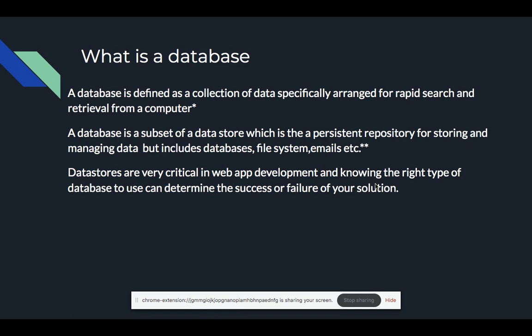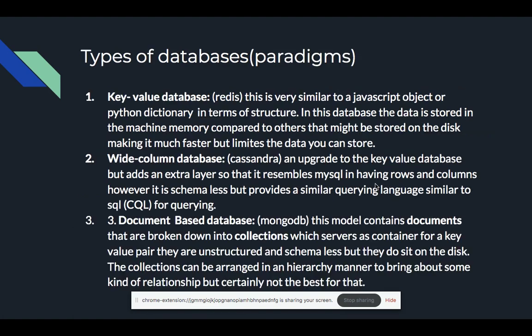Now, database is not the only way you store data in a web application or in any solution. There are other ways you can store data, like the file system, mail, and the rest. A collection of all these ways of storing data is known as the data store, right? And the database is just a subset of the data store. Data stores are very critical for web development. So let's try to expatiate on the different types of database that we have out there.